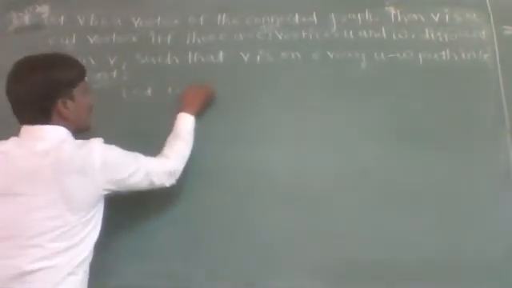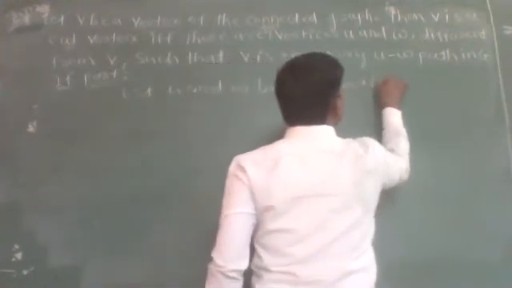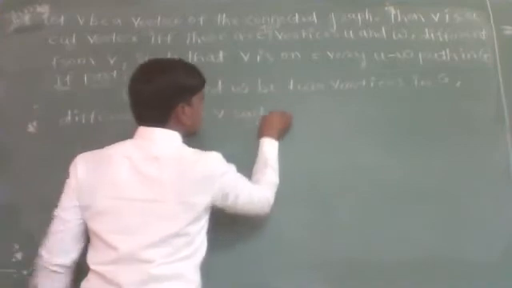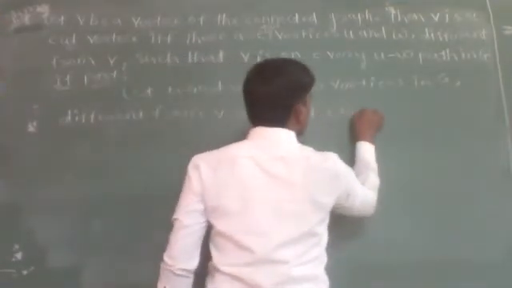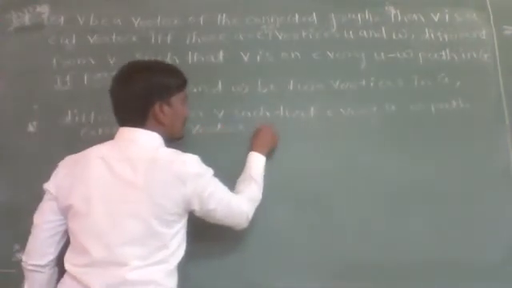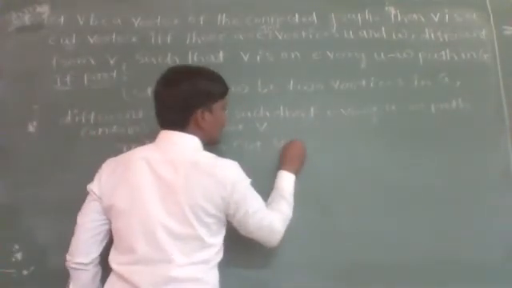Let U and W be two vertices in G different from V, such that every U to W path contains the vertex V, and we have to prove that V is a cut vertex. That is, G minus V has more connected components than the graph G has.